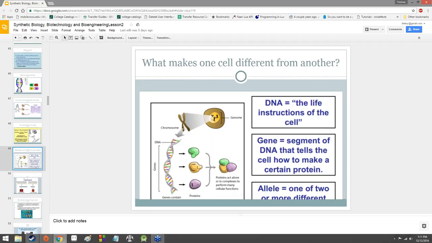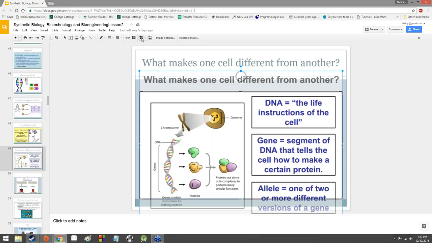So, what makes one cell different from another? Well, DNA. Obviously, the life instructions of the cell. Yeah, diversity, exactly. Now, a gene is an individual segment of DNA. And then you've got alleles, which are one of two or more different versions of a gene.